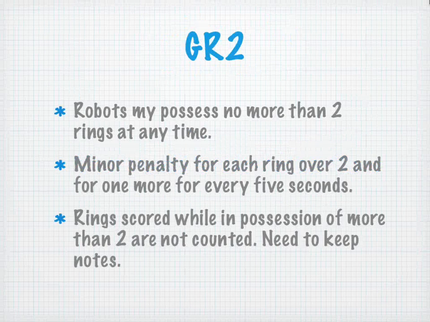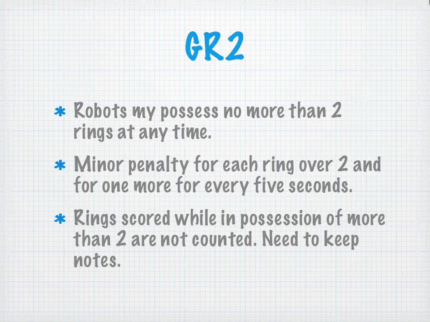Okay, so game restrictions. Game restriction 2: robots may possess no more than 2 rings at a time. There's a minor penalty for each ring over 2, and an additional minor penalty for every 5 seconds that the condition persists. So let's suppose that a robot is in possession of 3 rings for 7 seconds. It earns 1 penalty for having the 3rd ring, and then once they cross that 5-second mark, they earn an additional penalty for having stayed in that condition for more than 5 seconds, and that repeats every 5 seconds.